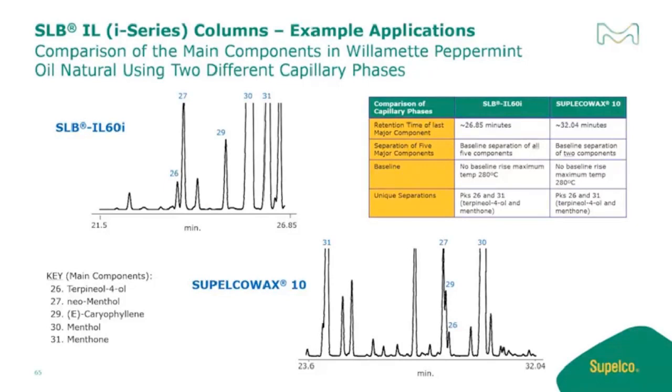You can see some of the key components in the Willamette peppermint oil comparing the Supelcowax 10 and the SLB-IL60I. You can see some of the main menthol components, menthol, neomenthol, menthone, well resolved on the SLB-IL60I, whereas, for example, on the wax column, which is commonly used, you see the neomenthol and the E-caryophyllene peak, along with the terpinen-4-ol, all very closely eluting. But as you can see, they're all well resolved on the ionic liquid phase. So that's one of the advantages of the ionic liquid phase, giving you some unique selectivity for the analysis of things like peppermint oils or spearmint oils.